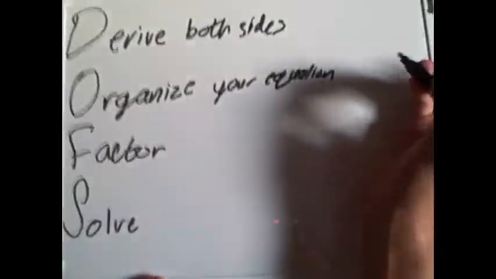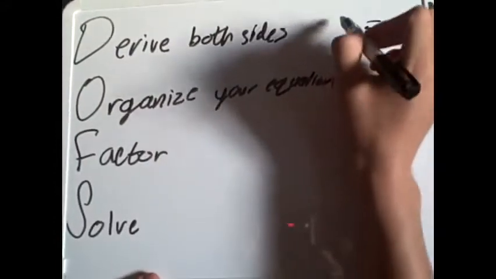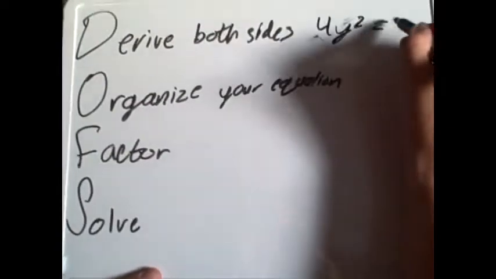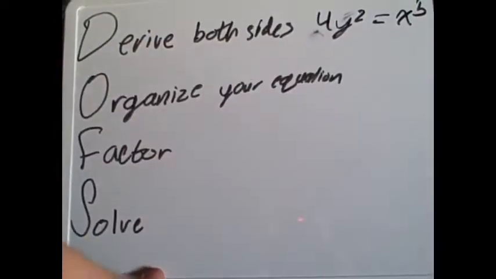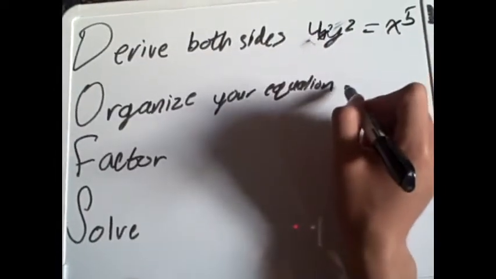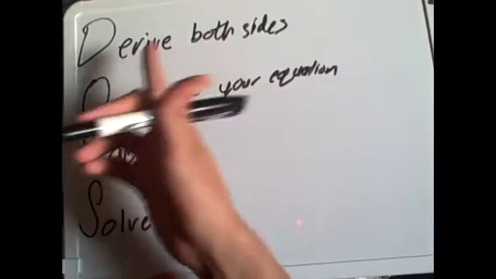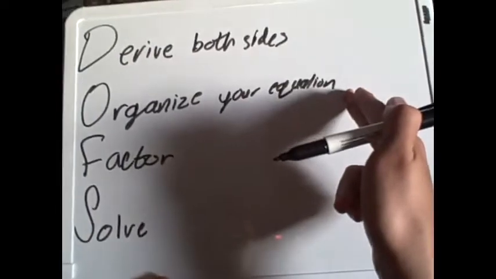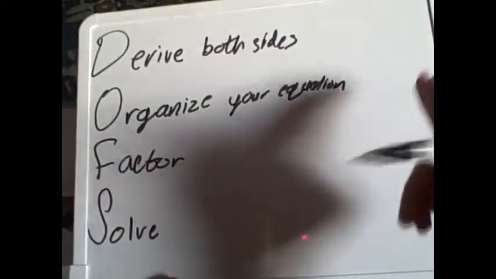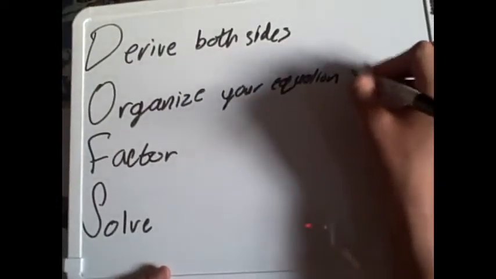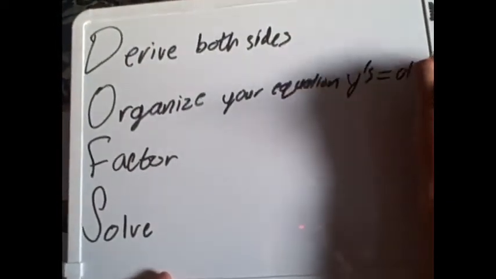Alright. O, you're organizing your equation, because when you derive both sides of your problem, say like y squared x to the fifth, you will most likely have y primes and other numbers and variables. So what you're going to do is put all the y primes on one side. So you're going to have y primes here and other variables here.